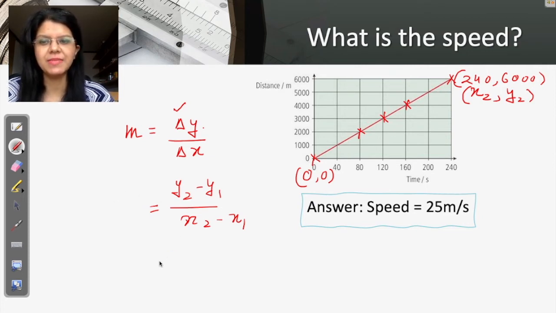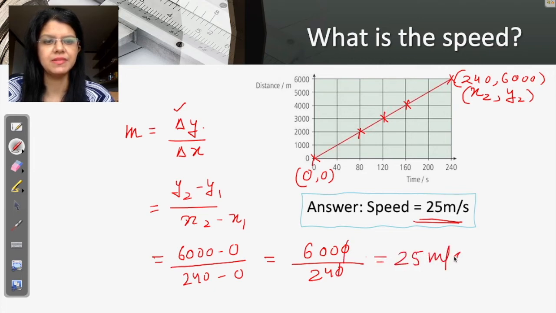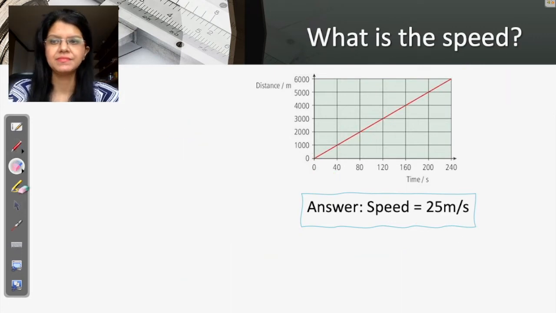So when you apply this mathematical formula, what is y2? It is 6,000. What is y1? It is 0. x2 is 240 minus x1, which is 0. Again, the same answer. This whole thing converts to, so it should come out to be 25 meters per second. So let us move on with this topic.